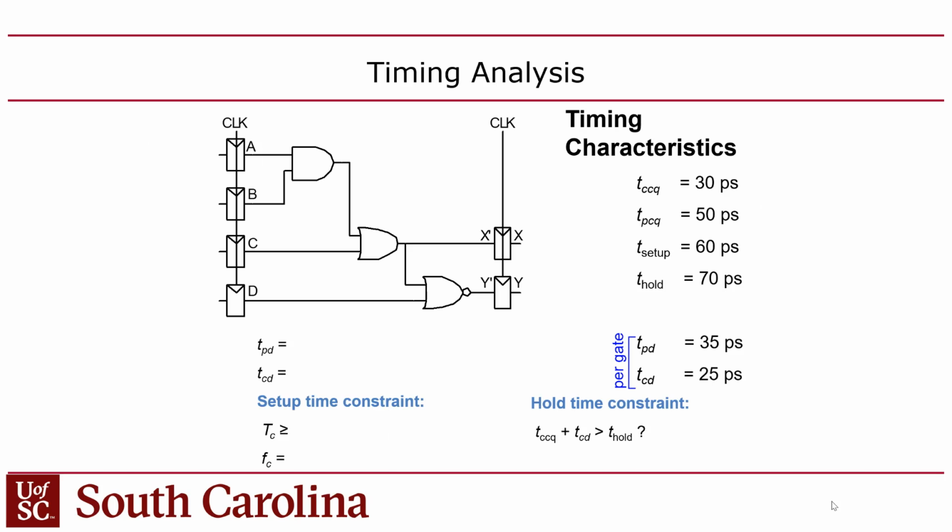Here's an example problem. Let's say we have this circuit. This is basically a pipeline, or data path, like a pipeline stage, for instance. Input registers, output registers, and a blob of logic in between them. And we have the following characteristics: T CCQ, T PCQ, that's the contamination and propagation delay of the registers, T setup, T hold, and then the delay per gate. Now, we're assuming in this case that all the gates have the same propagation delay and contamination delay. It's usually not the case, right? It depends on the gate. But in this case, we're going to simplify this and just say every gate has the same.